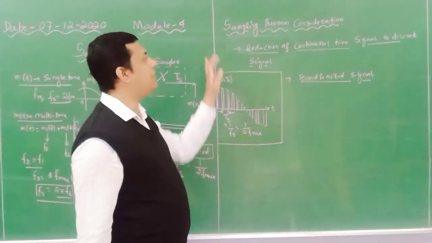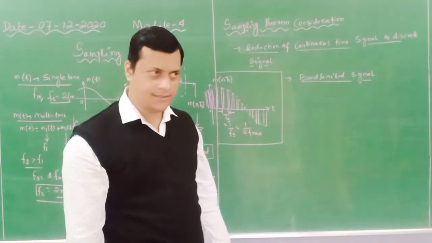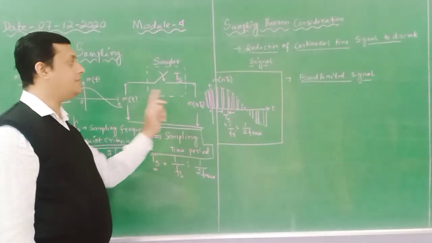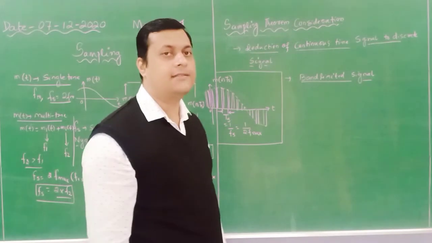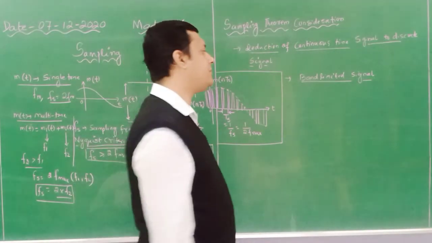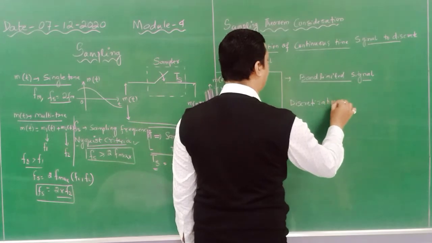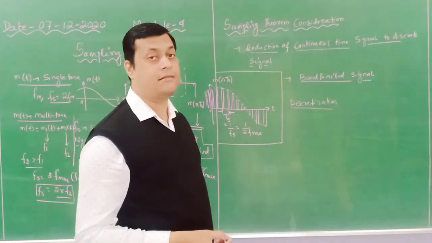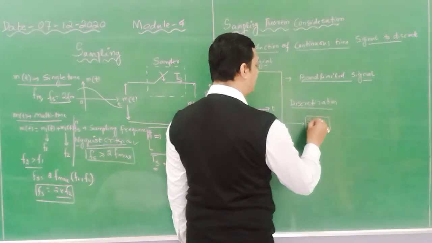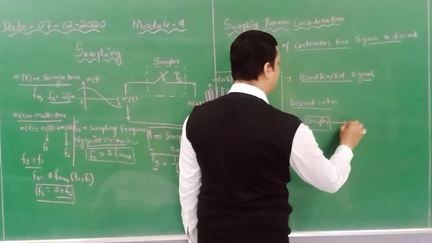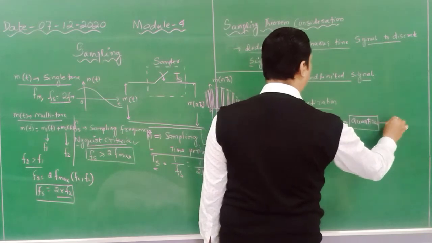For the sampling theorem, we have to take two considerations. First, the reduction of a continuous signal to a discrete signal. If the continuous signal is sampled, converting it into a discrete signal is called the discretization process. And where it applies, I will also tell you, the application of this whole process of sampling. So first, the input signal is provided to the sampler, followed by quantization.